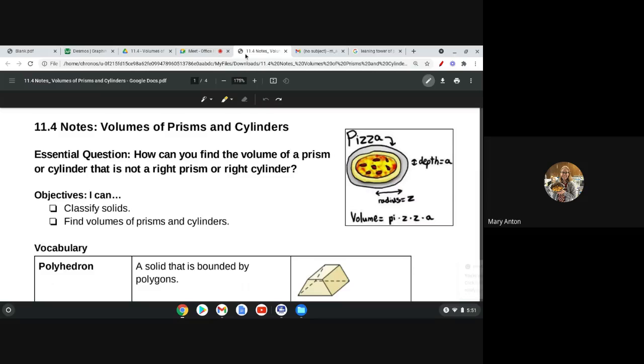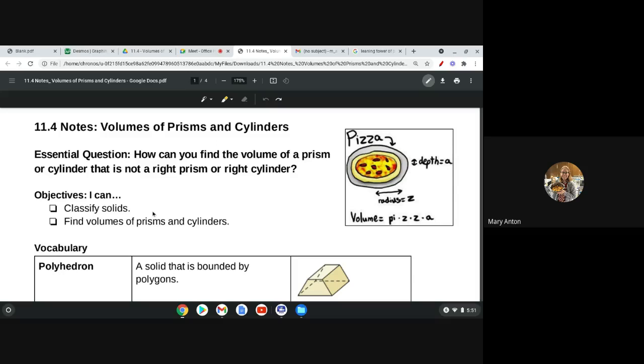Hey everyone! Today we're going to talk about volumes of prisms and cylinders. So we're going to talk about how we can find the volume of a prism or a cylinder, and maybe it's not a right prism or a right cylinder. And a right cylinder is like a can of vegetables.